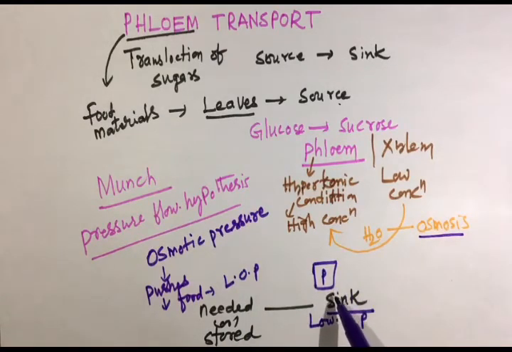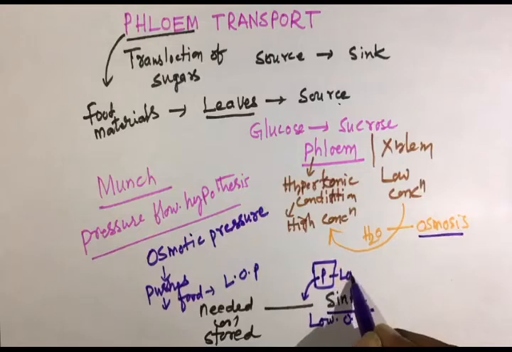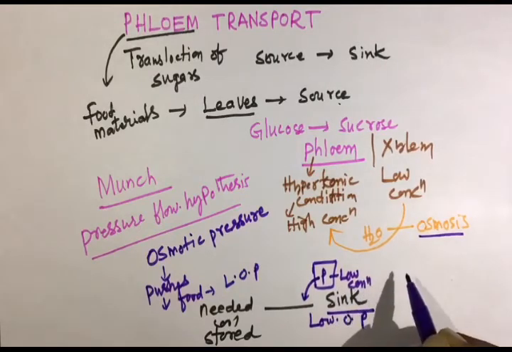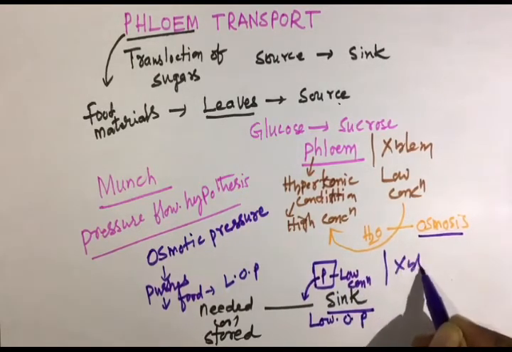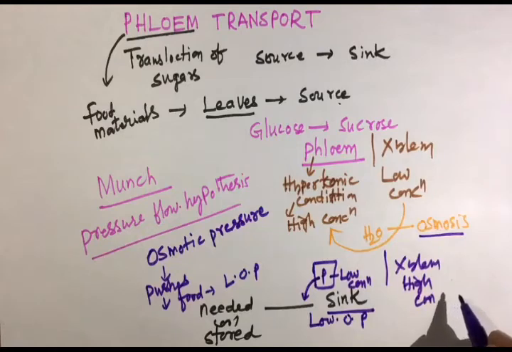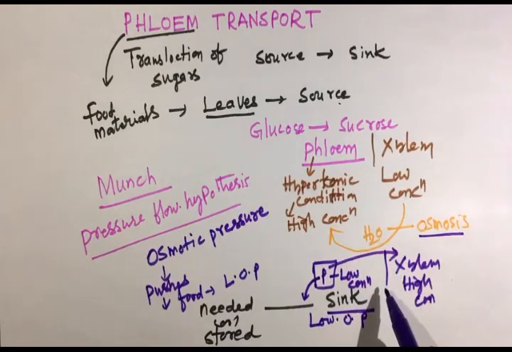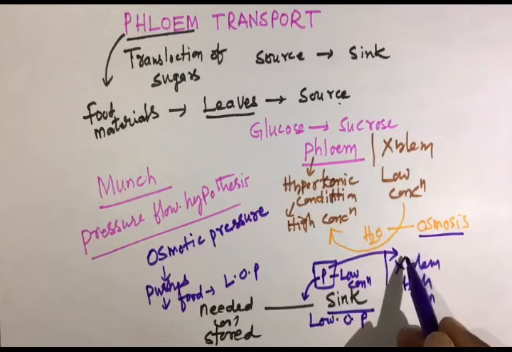At sink areas, the food is unloaded into sink areas. As a result, within the phloem, low concentration is established, and in xylem we have high concentration. So again, due to the difference in concentration between phloem and xylem, water from the phloem is re-entered into xylem.